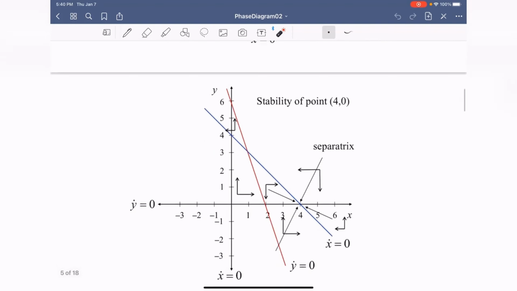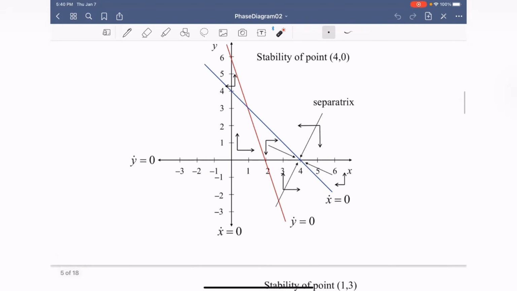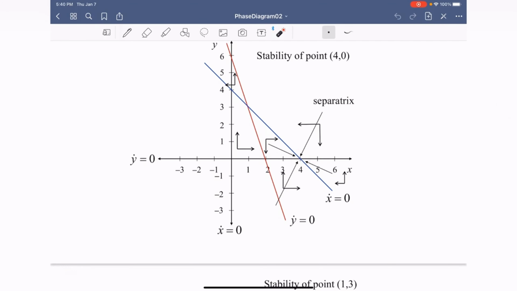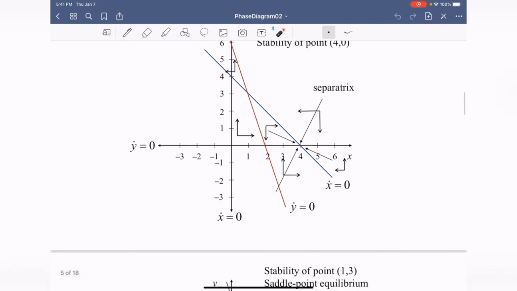So let's first look at the stability of point (4, 0). (4, 0) is here, and we see from these directional arrows and these separate traces that we've built, the two of them here, they indicate that we're moving towards (4, 0). All the arrows are pointed toward that point, so we have a very stable point at (4, 0).